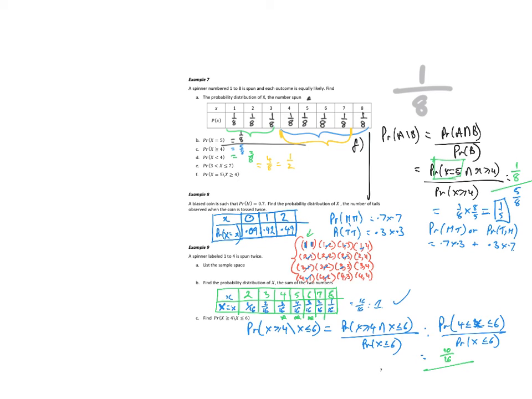A number less than or equal to 6 is those 5, which is 3, 6, 10, 13. Flip upside down and multiply. So the probability of that happening is 10 on 13.